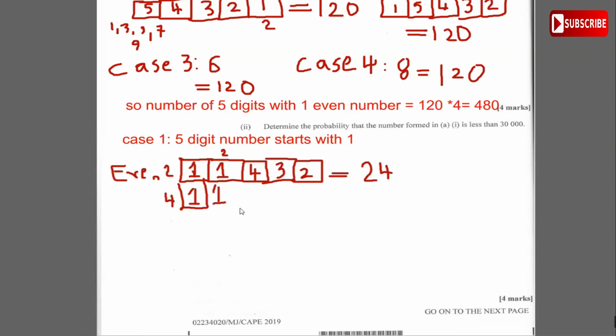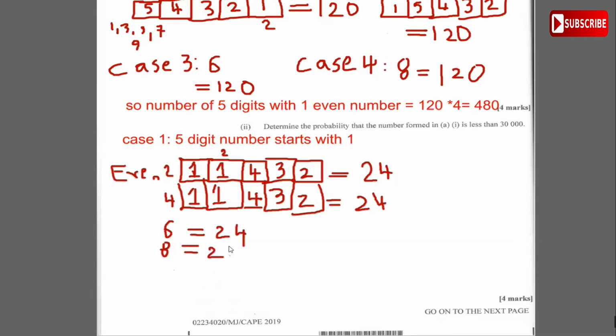And if we choose even number 4, we're still left with 4 other numbers we can choose here: 3, and 2. Nice, so this is what we have. So it's still 4 factorial, which is 24. So pretty much what I'm getting is when the even number is 6 and when the even number is 8, you're still going to get 24 and 24 ways. So that's for case 1.